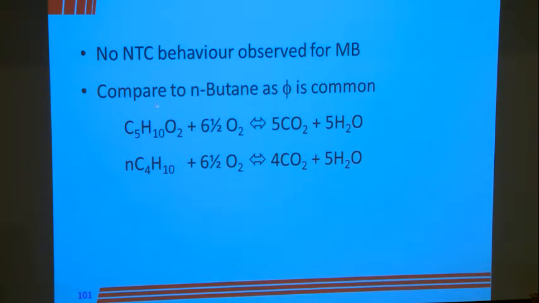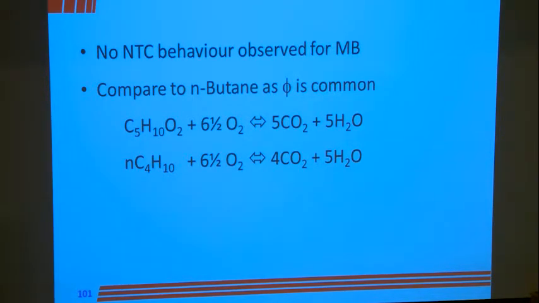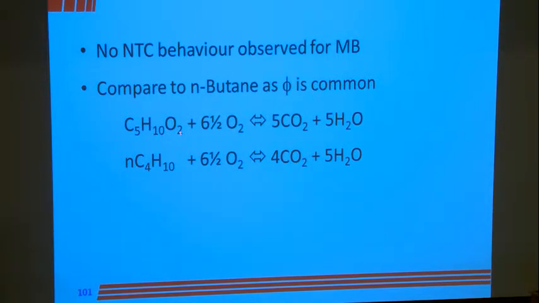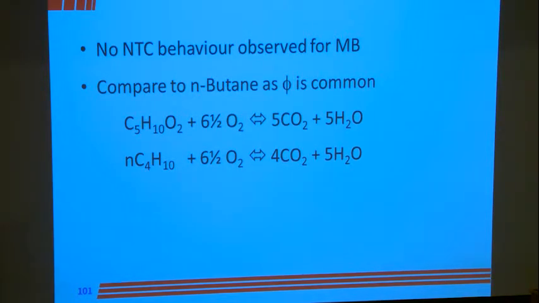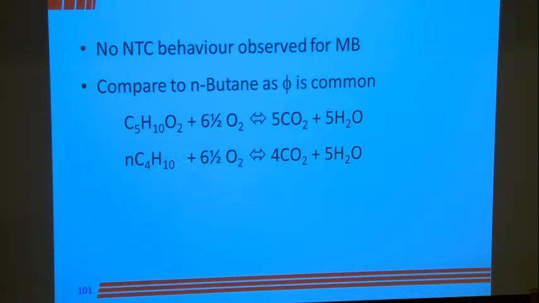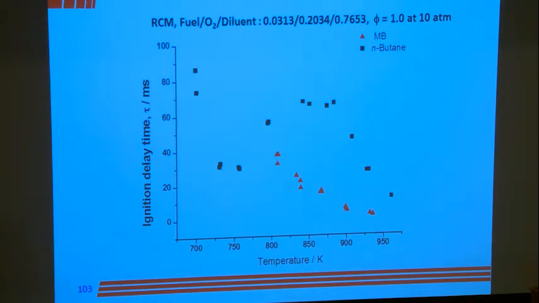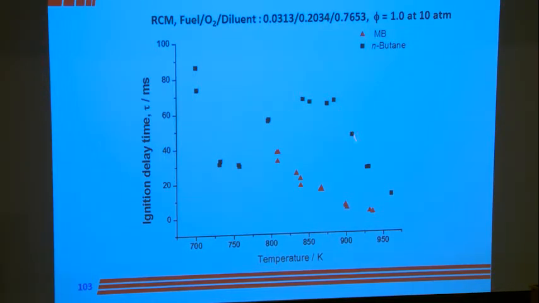And I'd like to compare not to propane, but to N-butane, as they have a common equivalence ratio. For C5H10O2, you have to react with 6.5 O2 to get the stoichiometric coefficient right, and it's the same for N-butane. So let's just compare the two. We have some data on N-butane, and at the same condition, phi equal to 1 and 10 atmospheres, N-butane shows the characteristic negative temperature coefficient behavior.